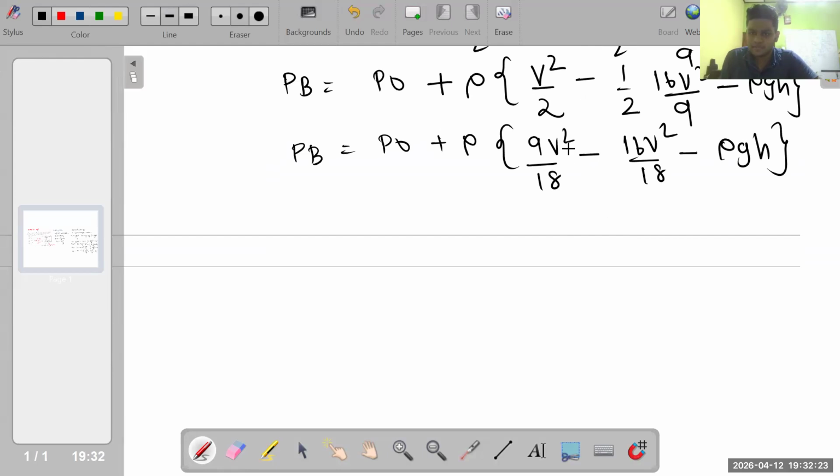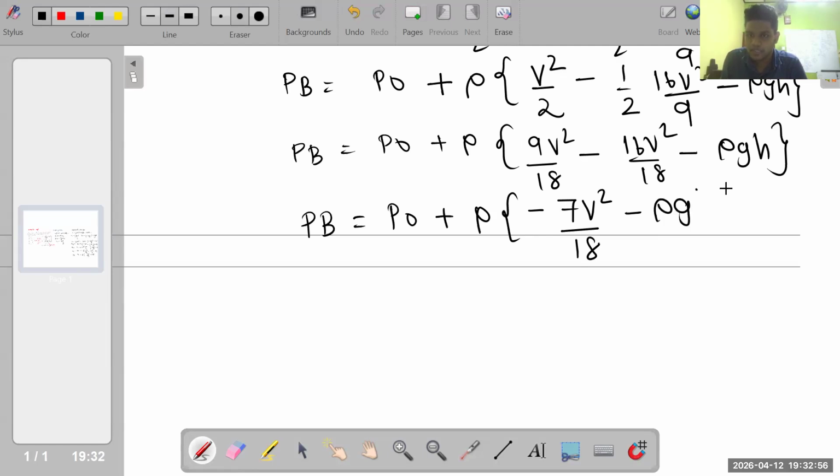So if I subtract, this is a small number, this is a large number, so eventually it will be a negative one. Let's see. PB equals P naught plus rho times, now 9 minus 16 is minus 7, so minus 7V square divided by 18. Here it will be, now you see, this is minus. It will be minus rho GH.